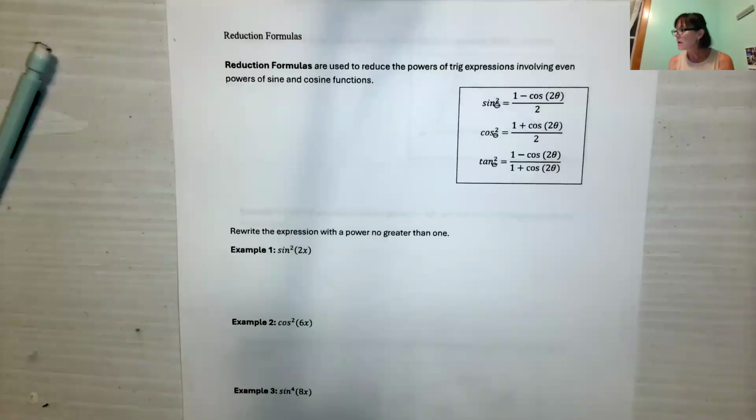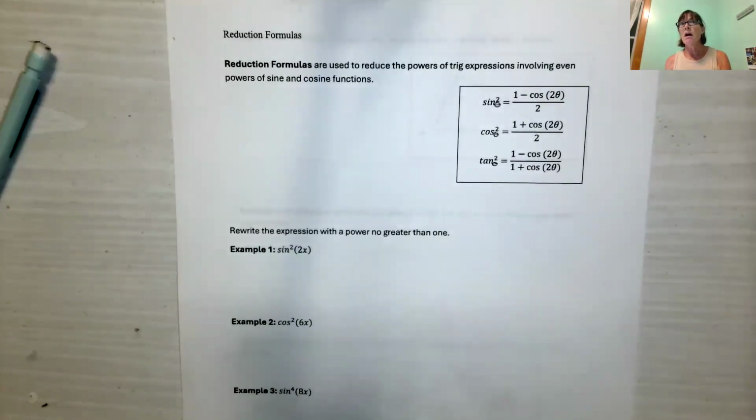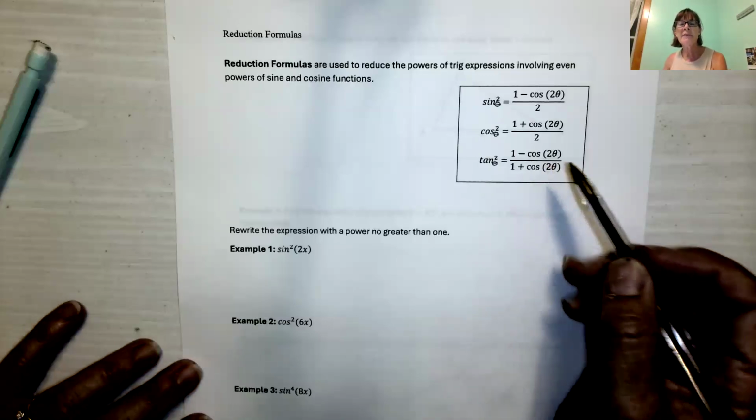Okay, now we're going to look at reduction formulas. Reduction formulas are used to reduce the powers of trig expressions that involve even powers of sine and even powers of cosine. These are mostly used in calculus, when you're integrating. It's hard to integrate every single function, so there's a lot of rewriting that goes on, and these formulas are particularly helpful.